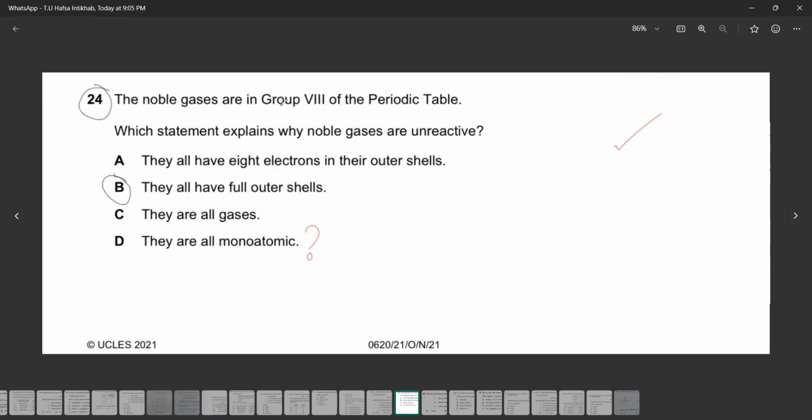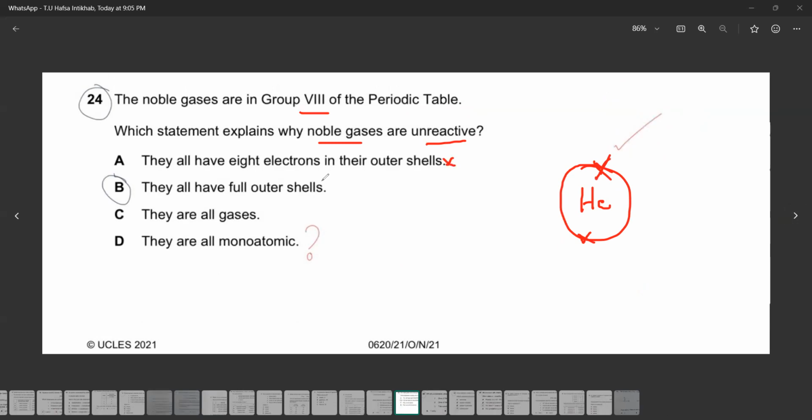The noble gases are in group 8 of the periodic table. Which statement explains why noble gases are unreactive? Like why they don't react? They all have 8 electrons in the outer shell. Why is this statement not correct? Because it does not fit helium. Helium has 2 electrons in the outermost shell, so its outer shell is complete. So it does not fit with helium.